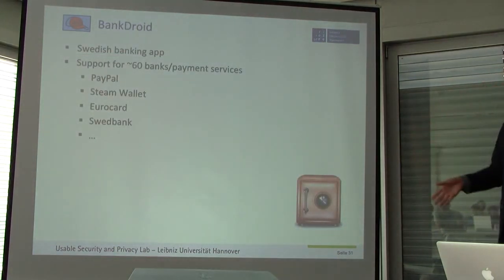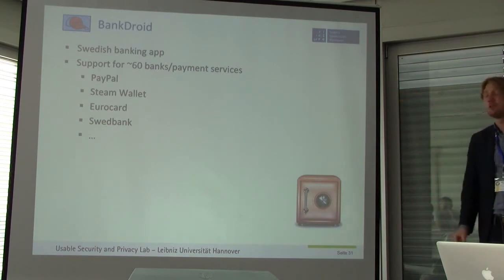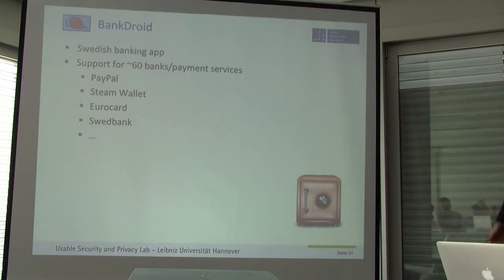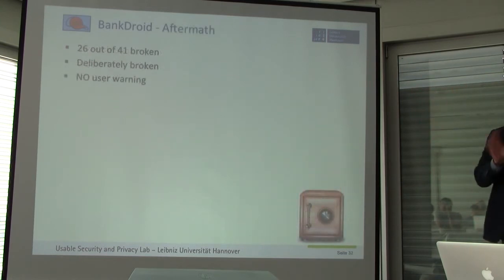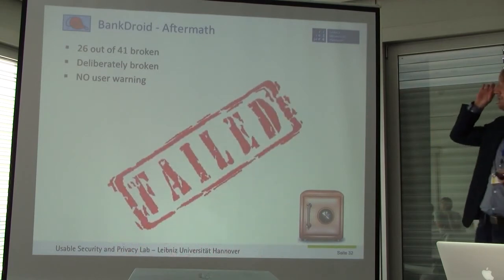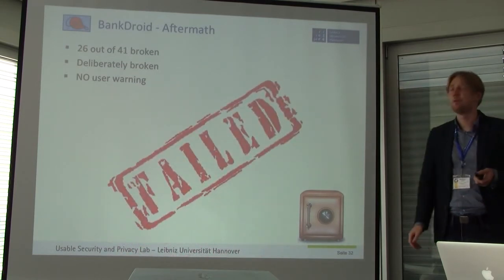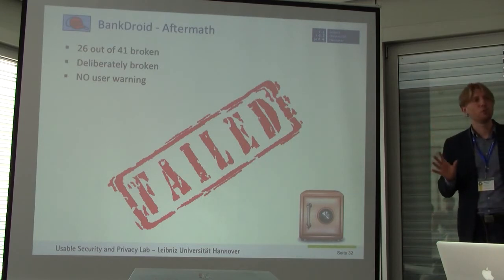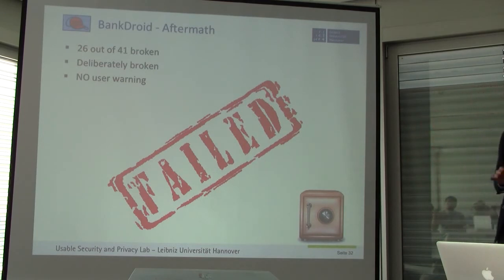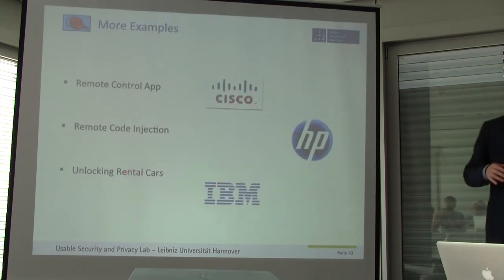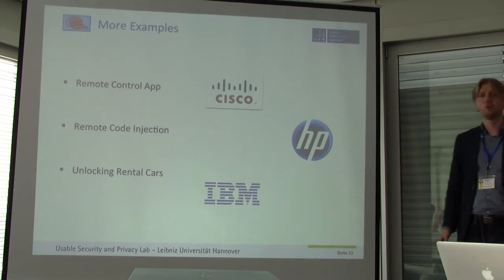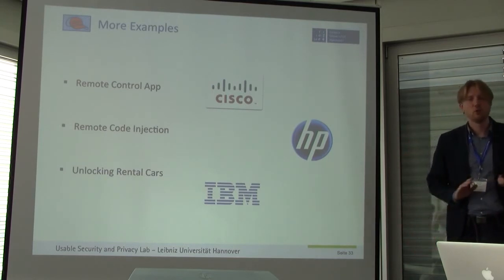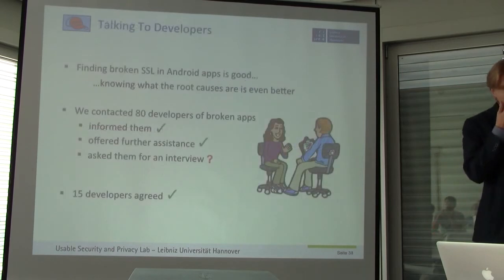And there are lots of examples. So MalloDroid, an app which does online banking for over 60 banks, and PayPal, Steam Wallet, Eurocard, all sorts of stuff, has plugins for different banks and different accounts. And 26 of the 41 accounts you could access were broken, and there was no user warning. So they hid all errors which came, and we found apps which would allow us to remote control the apps, remote code injection. We could unlock rental cars. There's a whole host of stuff.